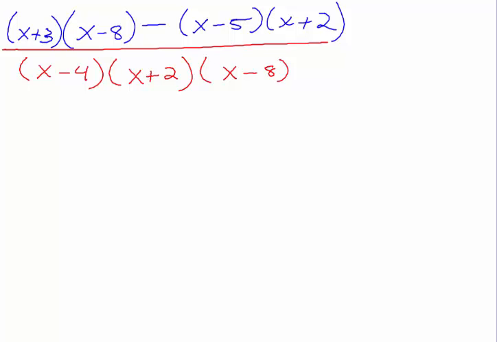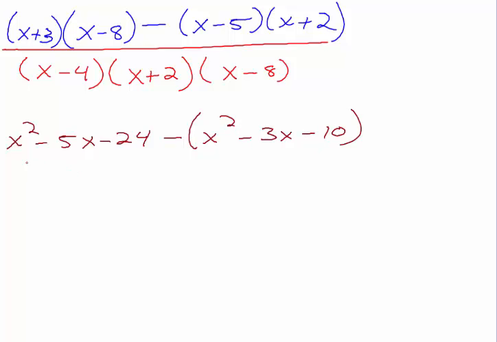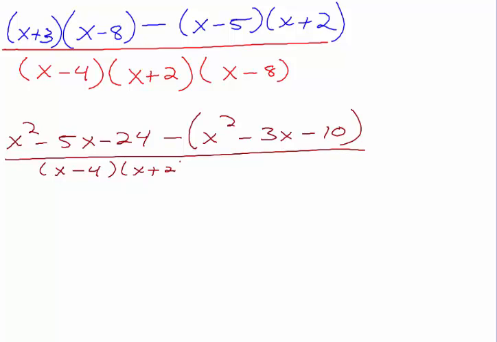Now that I've got the bottom factored, I'm just working on the top, and that's it. Okay? So distribute on top. We're going to get x squared minus 5x minus 24. Everybody okay with that, right? And then minus parentheses, x squared minus 3x minus 10, like that. And then I just have my bottom here. X minus 4, x plus 2, x minus 8. All right, so any questions on that bit? Yes or no?